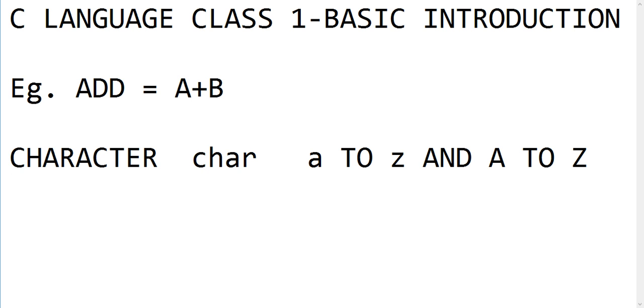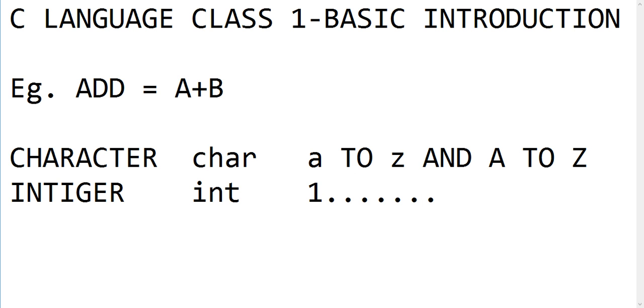The second thing is the integer. We have our keyword int for integers, 1 to infinity. Not infinity, but a specific value comes over here. And it should be an integer only, no decimals.